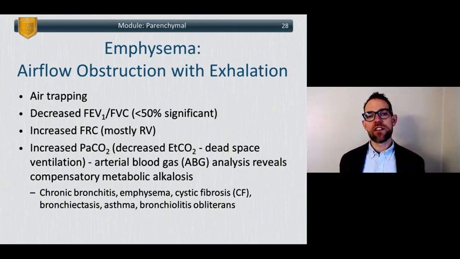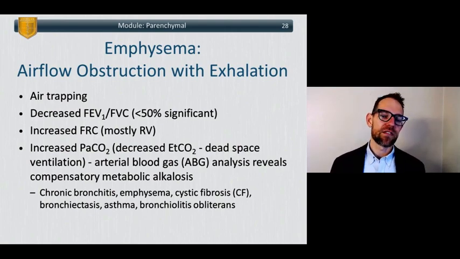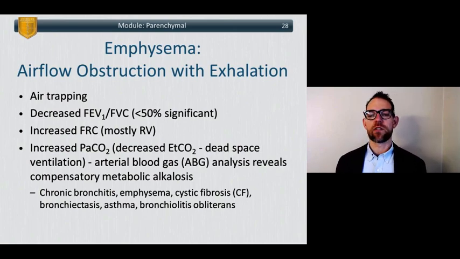As I mentioned earlier, they do have an increased FRC, but that's comprised largely of residual volume. And do recall that they have an increased PaCO2. So end-tidal CO2 is decreased, increased PaCO2. Therefore, you want to think about them having large volumes of dead space ventilation. So ABG analysis in a patient that has chronic COPD is going to demonstrate compensatory metabolic alkalosis to deal with their chronic retention of carbon dioxide.